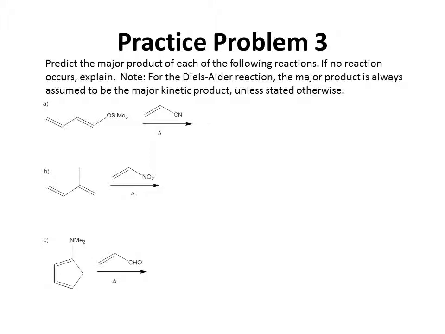Now be careful here because you're going to have a mixture of both regioselectivity in your reactions as well as the use of the endo rule. So be very careful when you're examining how all of these dienes and dienophiles come together to form the Diels-Alder product.